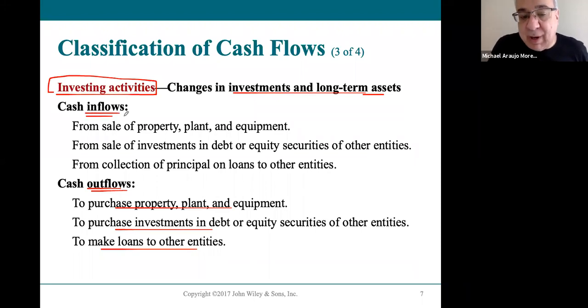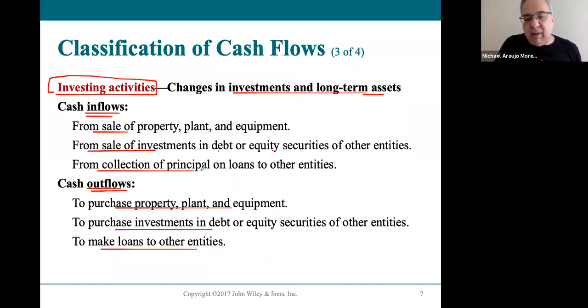We prefer to see a lot more outflows than inflows for investing. But when you do see an inflow, sometimes that's because you sold property, plant, and equipment. Not always something you want to see. Depends on the reasons. When you sell off any investments you might have, debt investments or stock investments that you sold, and cash was coming in for that. That's an inflow.